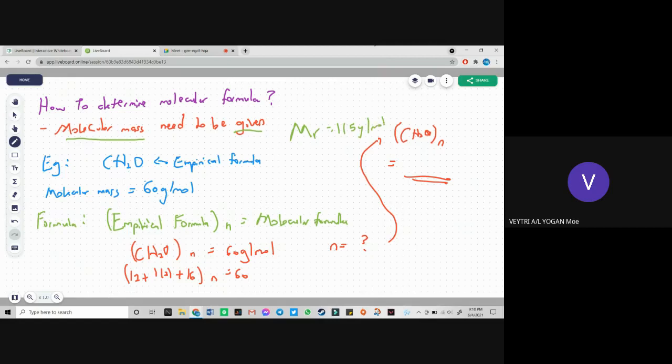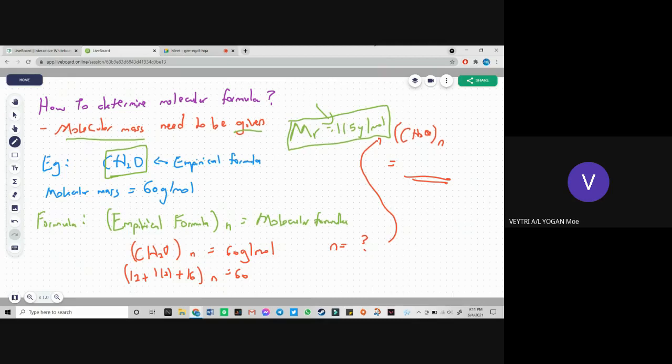It means the molecular mass needs to be given. Automatically when you see molecular mass given, I think you guys can click in your mind, okay, after finding the empirical formula, they will ask you to find the molecular formula. That's why they give the molecular mass. Molecular mass of the whole compound. It means the empirical formula multiplied, the empirical formula is the simplest ratio. Let's say like this, it is the simplest ratio.